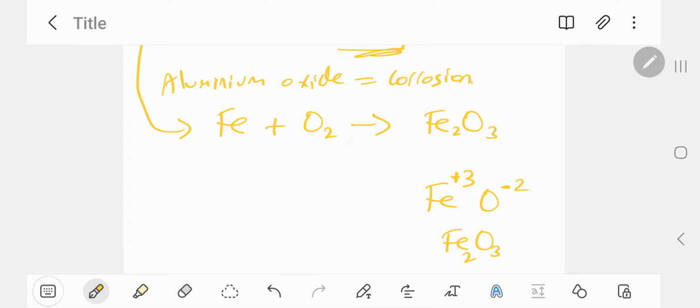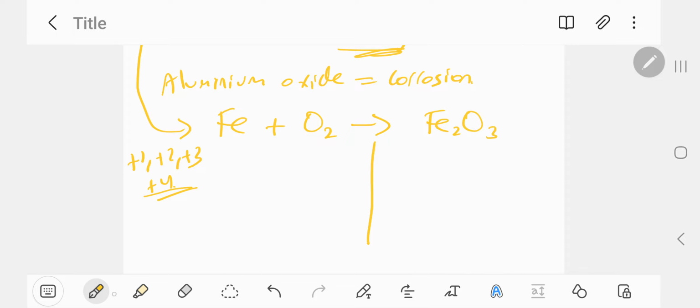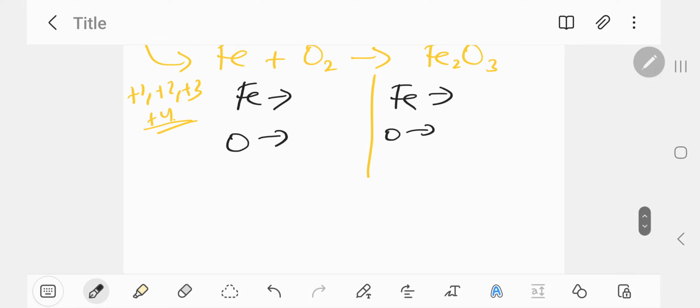Now iron is a transition metal, and transition metals have valencies which vary. It could be +1, +2, +3, or +4. In an exam they'll specify. But in this case it's +3. So let's balance this. It's not balanced, as we'll see. So iron, oxygen, iron, oxygen. You can clearly see there's 2 irons on the right, 1 on the left. There's 3 oxygens on the right and 2 on the left.